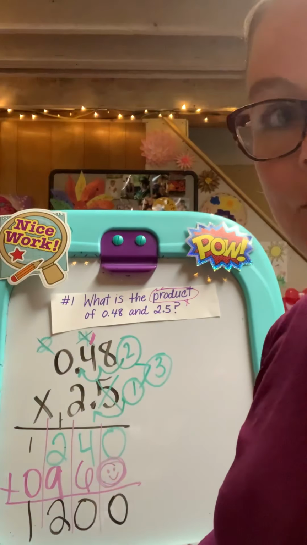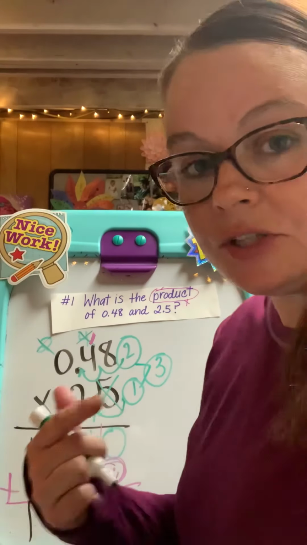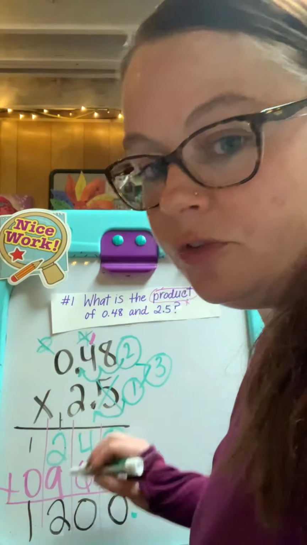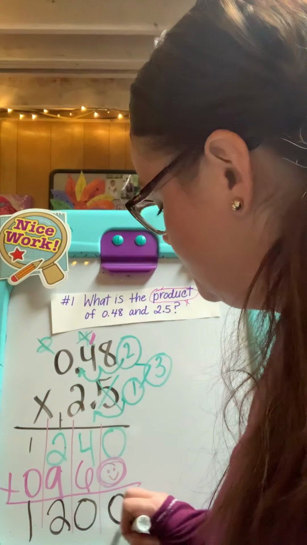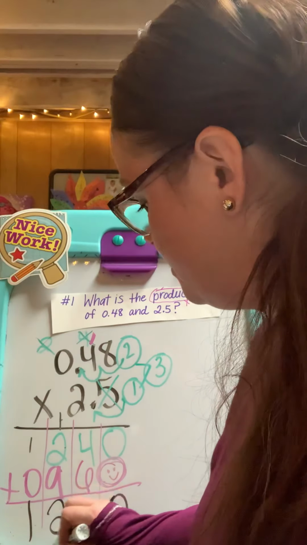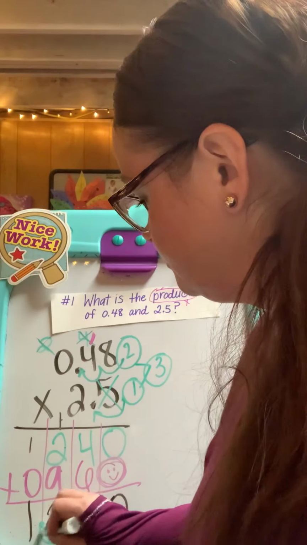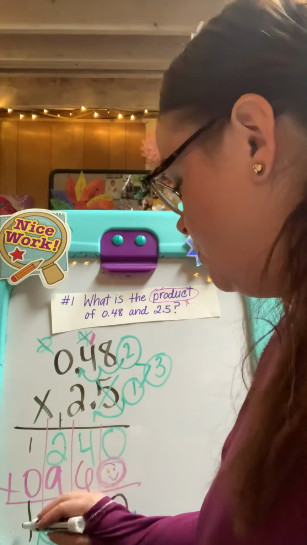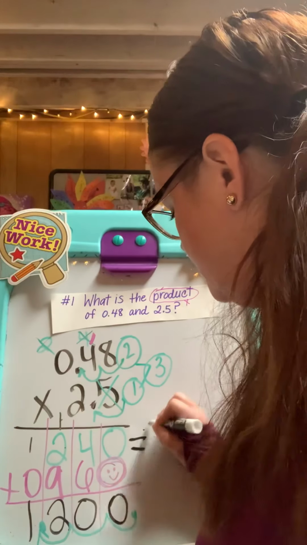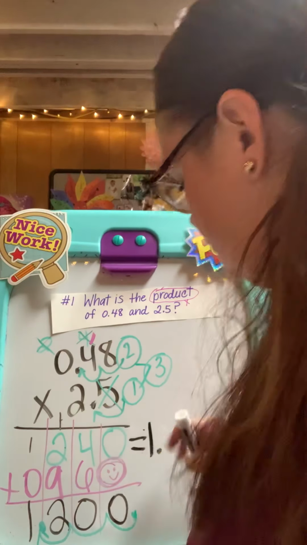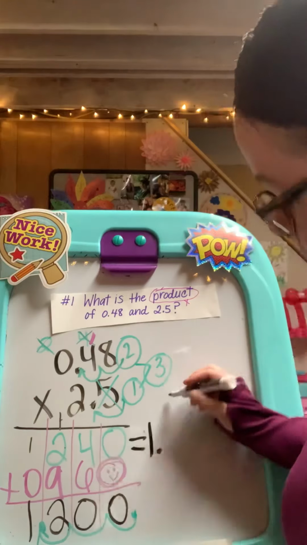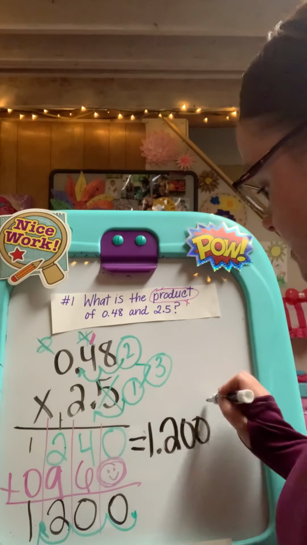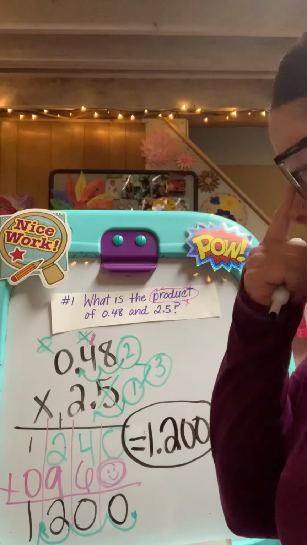So what that means now in my product and my answer, I'm going to start on the end like it's a whole number, and I'm going to move it over 3 times. 1, 2, 3. Okay. So here, my product would be 1 and 200 thousandths. Then I would circle my final answer.